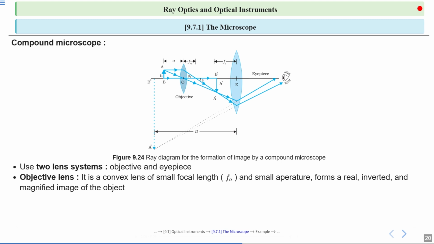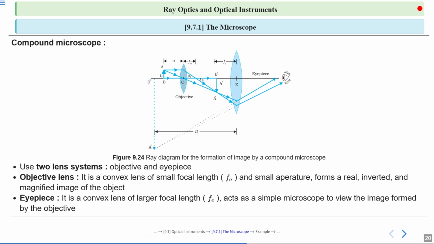Let's focus on the objective lens. It's a convex lens with a small focal length and aperture. This lens creates a real, inverted and magnified image of the object. The small focal length is crucial for achieving high magnification, which is why the objective lens is so important.